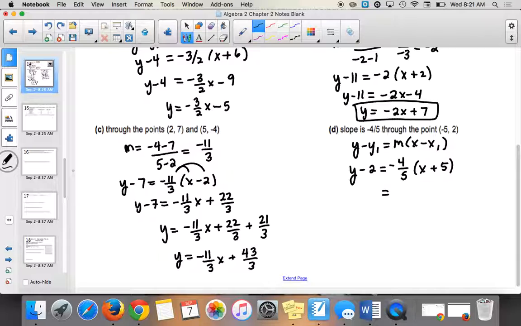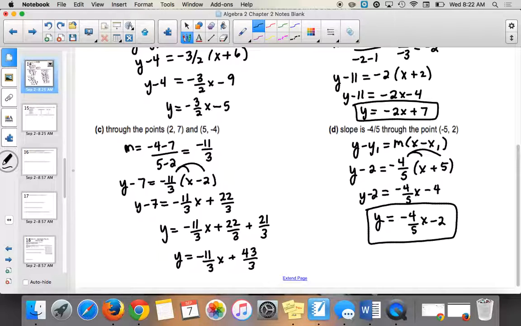But I do say on your homework to simplify down to y equals mx plus b. So we're going to distribute in. I have -4/5 x. And then I have -4/5 times 5, so the 5's will cancel. So -20 over 5 is -4. And then if I add the 2 over, I get y equals -4/5 x minus 2. Okay, so for that one, the fractions were not terrible because the 5's ended up canceling anyway. But sometimes the fractions can be pretty gross.